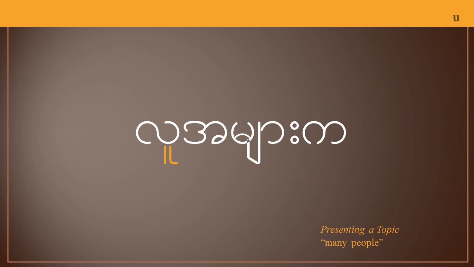Here's the word that I've selected from the language app for this particular vowel under the heading Presenting a Topic. It's the phrase to be able to say many people. So again, listen to the way that this vowel is pronounced. Compare it to the first vowel. Listen to the differences between the two to help you achieve the proper sound. And that ends Lesson 3.